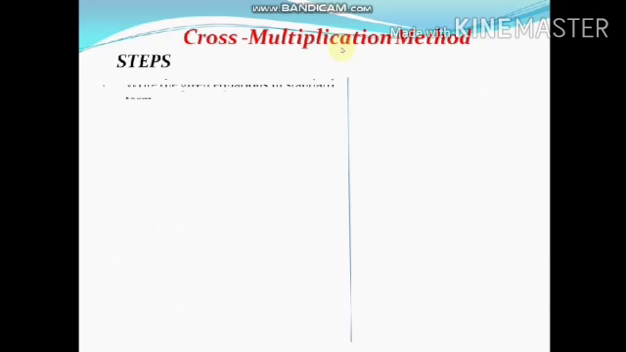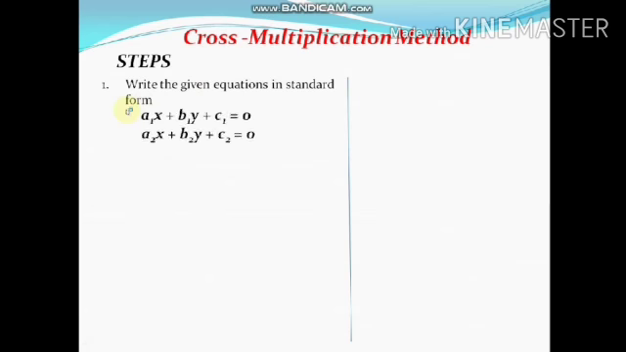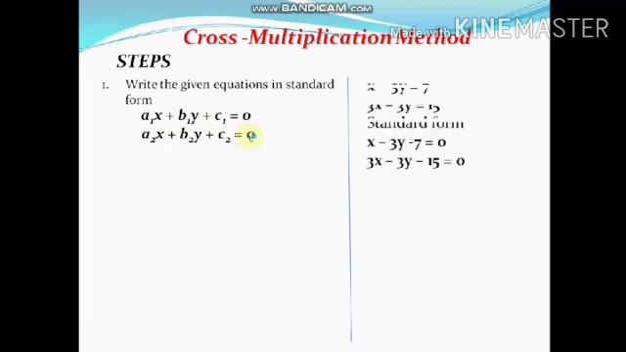Third method is cross multiplication method. In this method, we will use the following steps. First step, write the given equations in standard form. And standard form is a1x plus b1y plus c1 equals 0, a2x plus b2y plus c2 equal 0. Let us consider the same pair of linear equations. x minus 3y equals 7 and 3x minus 3y equal 15. First we will convert it into standard form. x minus 3y minus 7 equals 0, 3x minus 3y minus 15 equal 0.